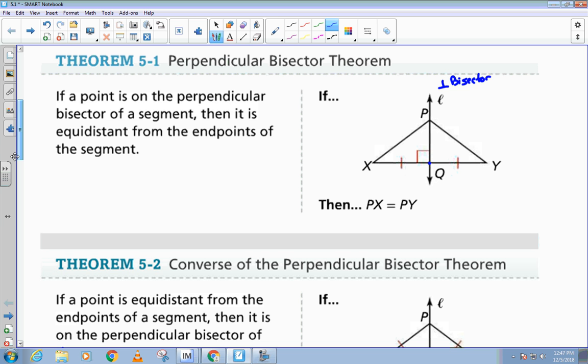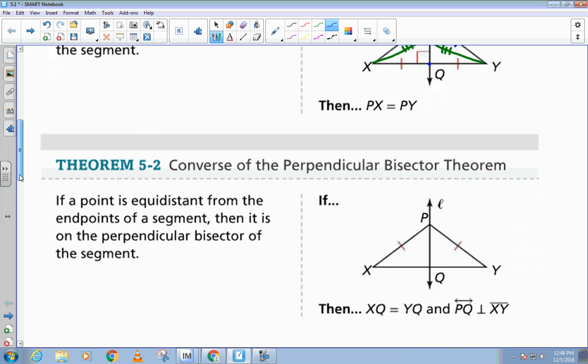Now, this theorem says that any point that lies on that perpendicular bisector is equidistant from the endpoints of the segment that is bisected. So this point P is equidistant to X and Y. So those two segments are equal to each other. I could draw another one right here. We'll call that one T. This point is also going to be equidistant from the endpoints. So any point that lies on the perpendicular bisector is equidistant from the endpoints.